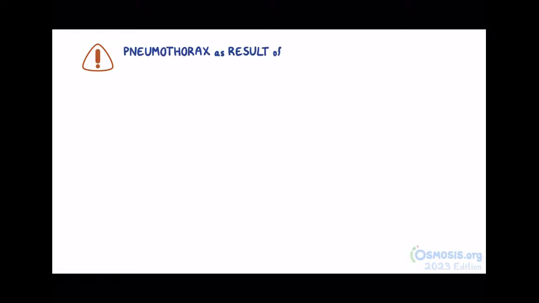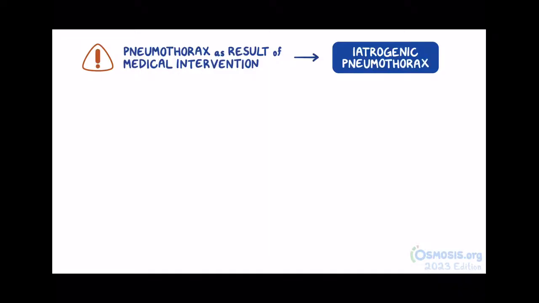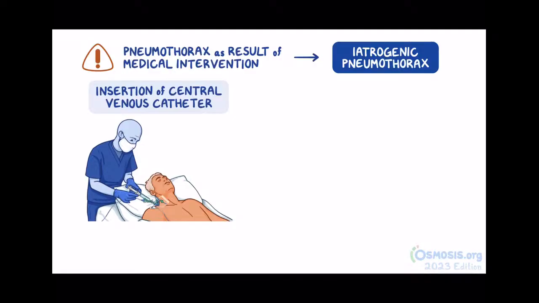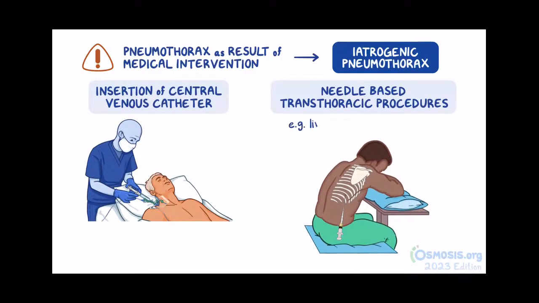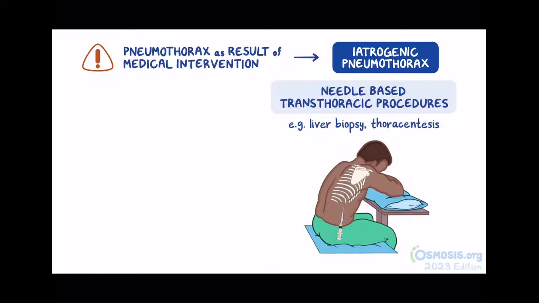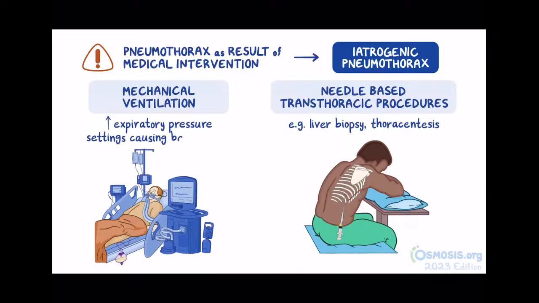If pneumothorax occurs as a result of a medical intervention, it's called iatrogenic pneumothorax. The most common cause is an inadvertent puncture of the pleura during insertion of a central venous catheter. However, it's also known to occur during needle-based transthoracic procedures like liver biopsy and thoracentesis. They can even occur from mechanical ventilation, usually due to high expiratory pressure settings causing barotrauma.